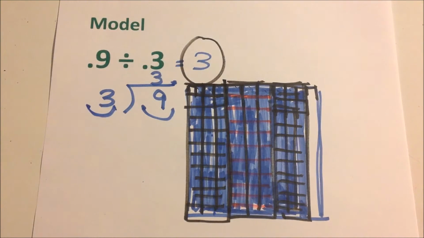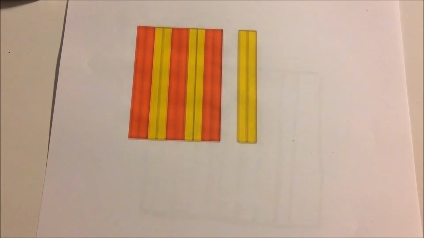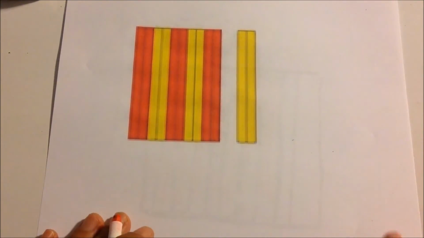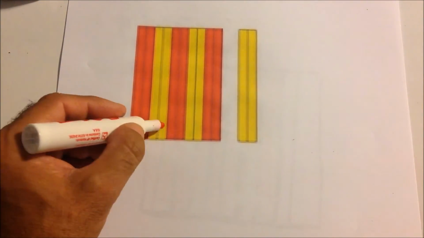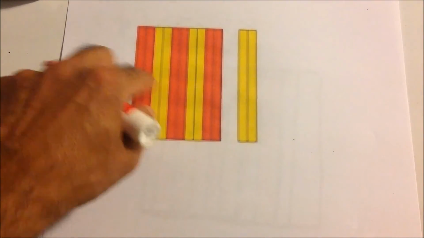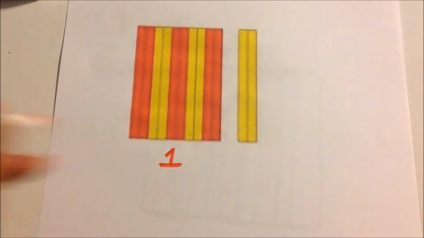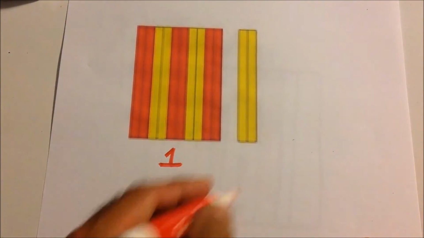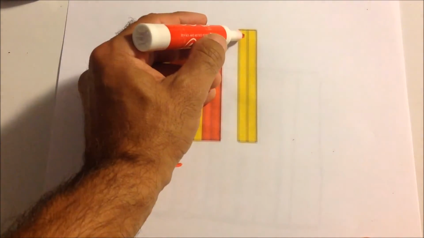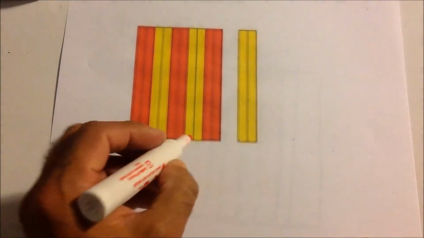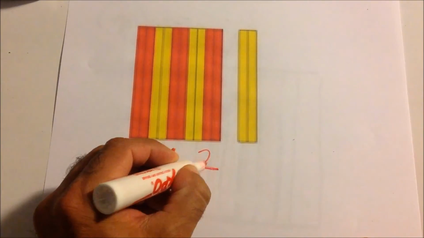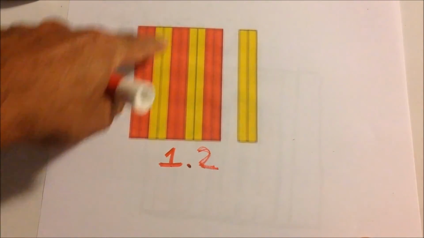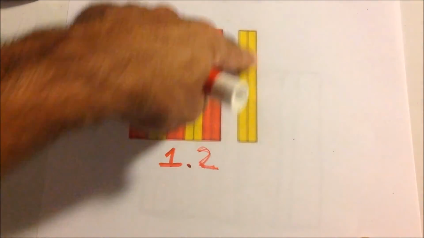Okay, let's do another one. Let's see if you can do this one. Think. Well, it has one complete box. So we have 1, 2, 3, 4, 5, 6, 7, 8, 9, 10. So that's a 1. That represents 1. And this has 2/10ths. So this is 1.2. And you can use different colors here if you want to break it apart.